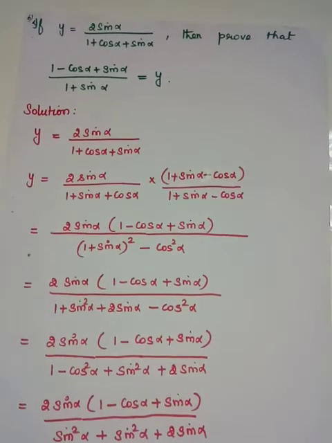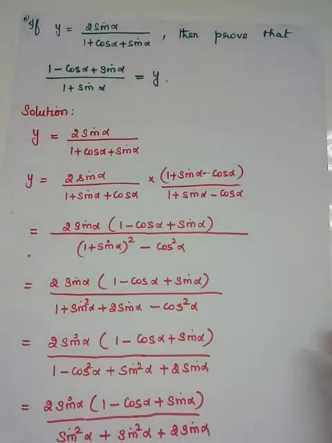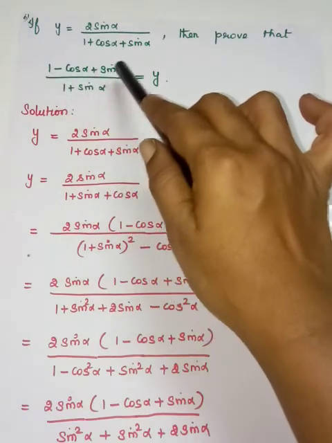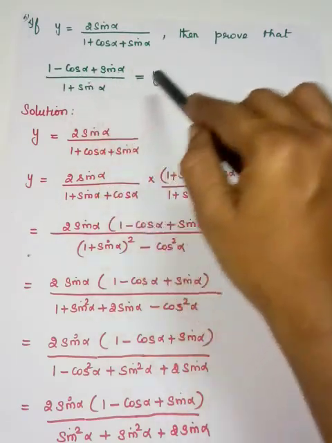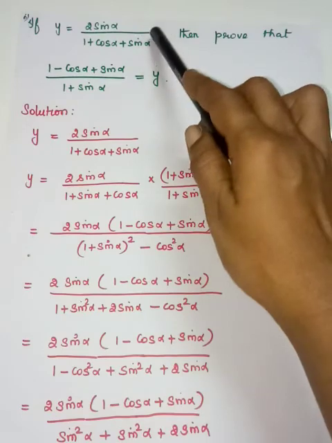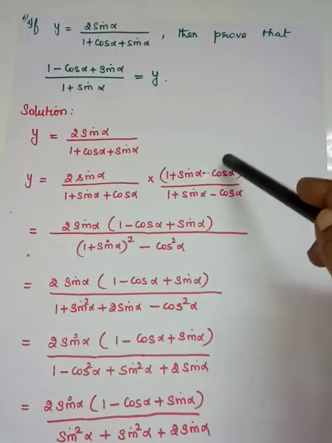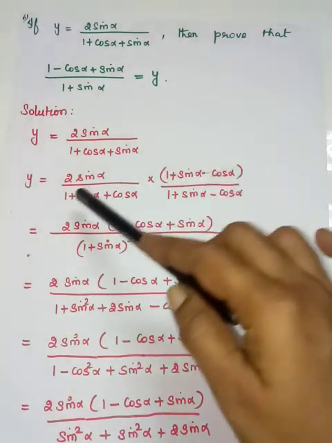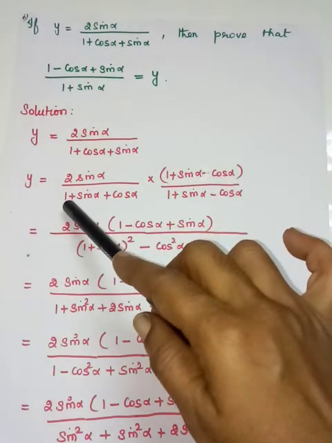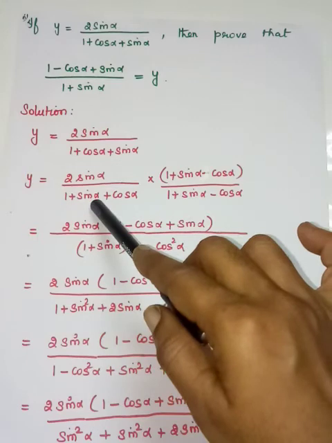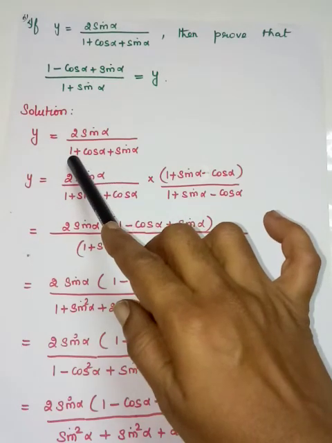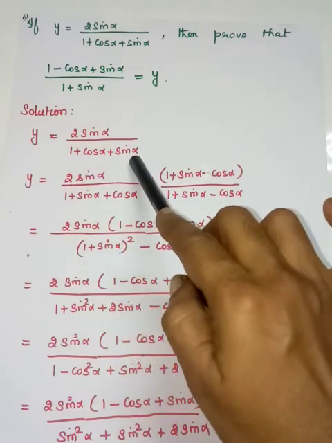And coming to the problem number 6, y is equal to 2 cos alpha divided by 1 plus cos alpha plus sin alpha. Then prove that 1 minus cos alpha plus sin alpha divided by 1 plus sin alpha is also y. You take the given result I have written. Here you have to multiply and divide by the conjugate. While you are taking the conjugate, you just combine 1 plus sin alpha. So here it is given in the denominator 1 plus cos alpha plus sin alpha.